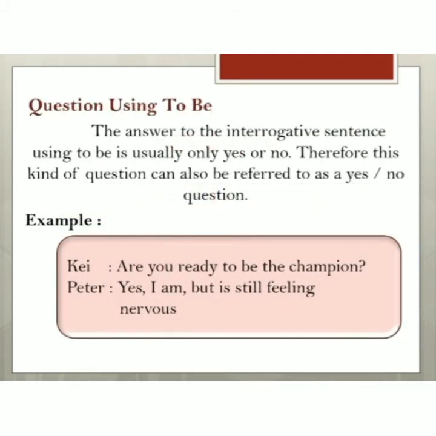Next, question using to be. The answer to the interrogative sentence using to be is usually only yes or no. Therefore, this kind of question can also be referred to as a yes or no question. Example, Kay: Are you ready to be the champion? Peter: Yes, but I'm still feeling nervous.